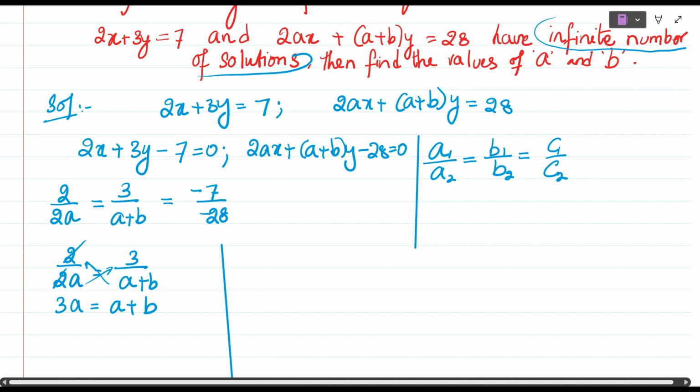Now transpose a, students. 3a minus a will be equal to b. 3a minus a is 2a, that is equal to b. So we got the value of b in terms of a. Okay.